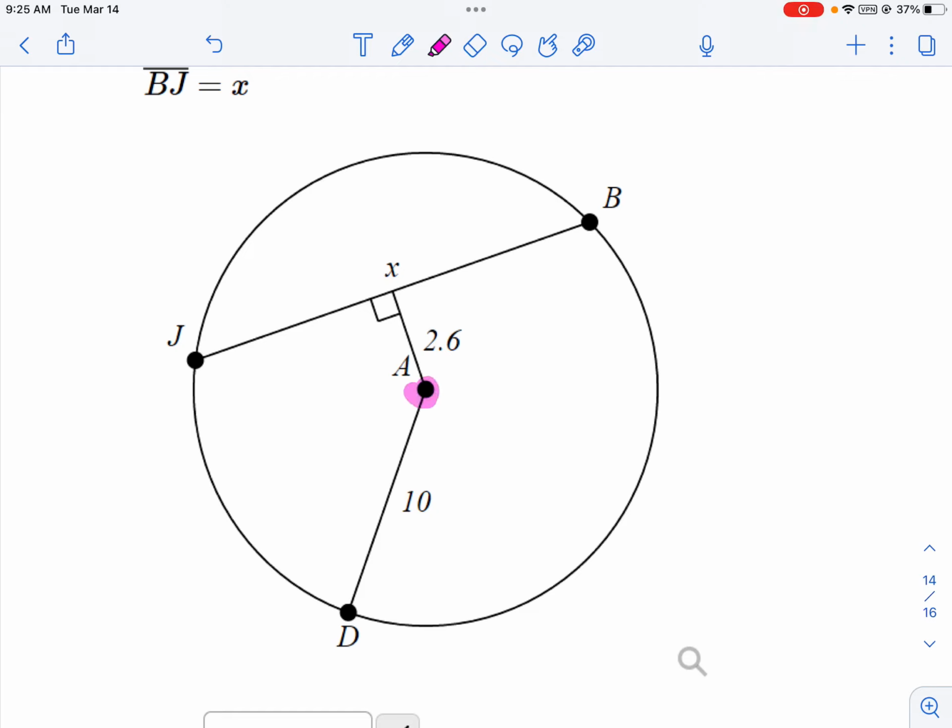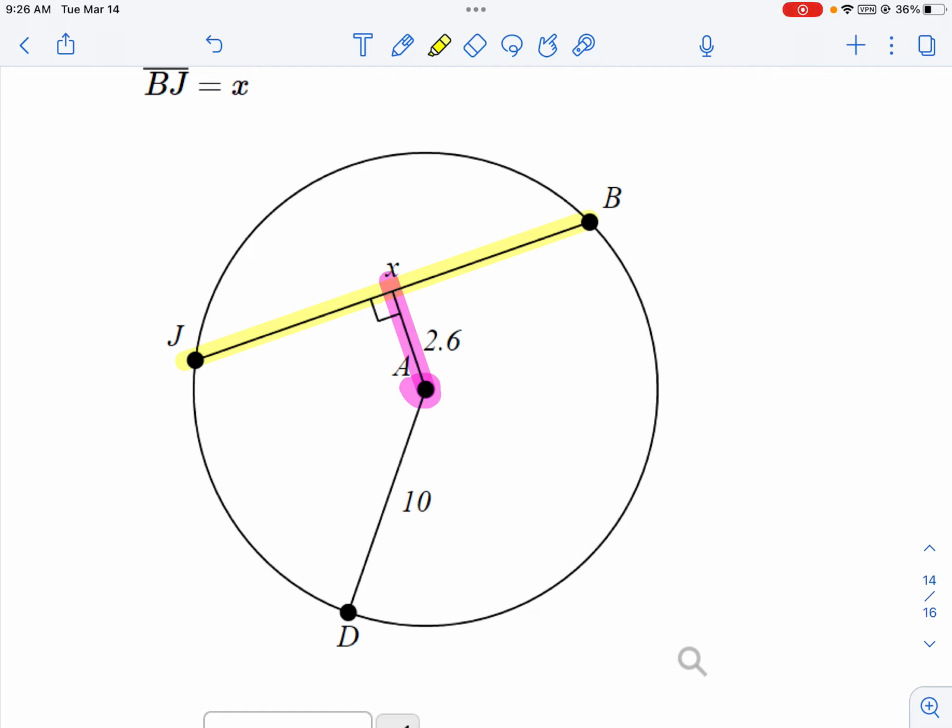We have the center of the circle, and from that we have a line coming straight out and intersecting this chord. Chord meaning just a line within a circle, right? That yellow line is a chord. So we have the pink line intersecting the yellow line at a 90-degree angle. Now, why does this matter?